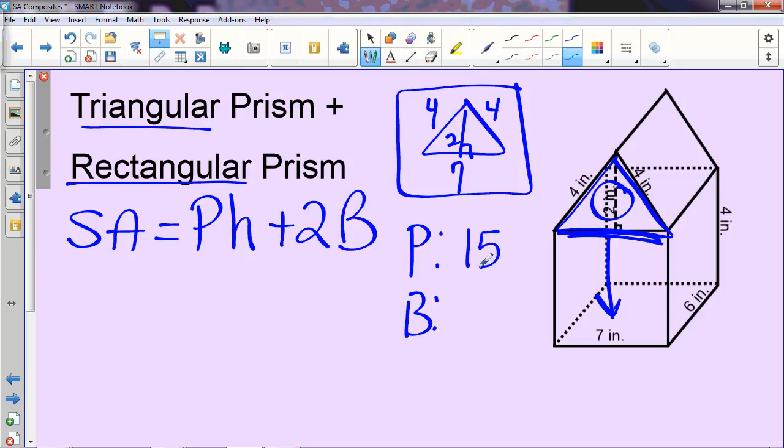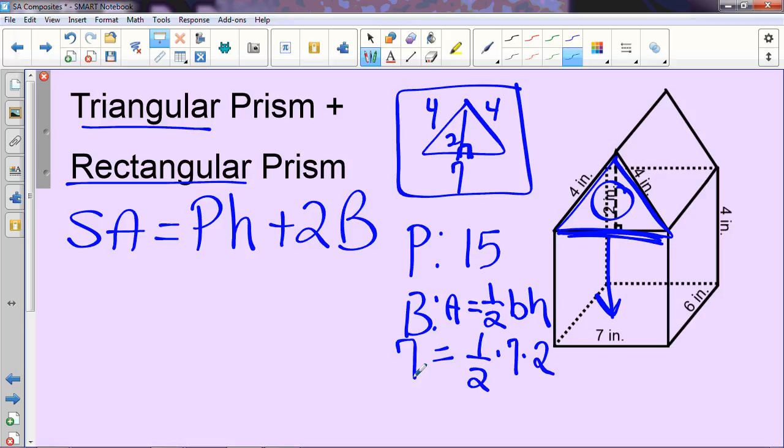Capital B stands for the area of my base. Well, we determined that our base is a triangle, so the area formula for a triangle is 1/2 base times height. 1/2. The base of that triangle is 7, and the height is 2. If you get stuck finding your base and height of a triangle, just look for that right angle sign. All right, so 7 times 2 gives me 14. Half of 14 is 7. So I now have my capital P and B.